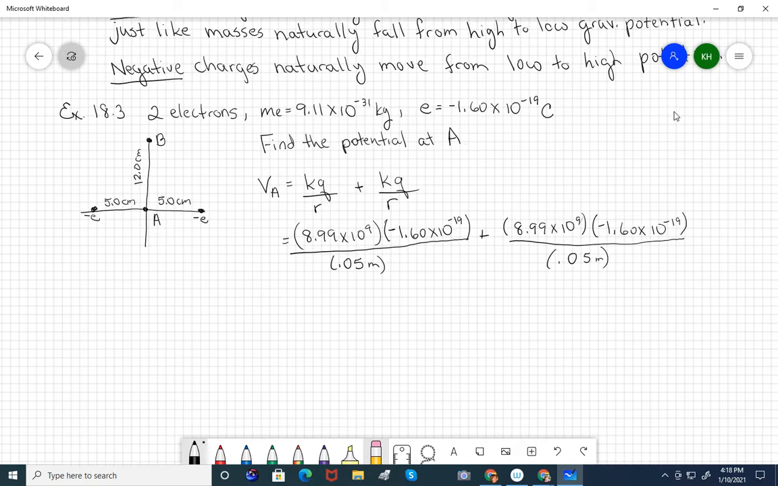Remember, r is just the distance from the charge to the point. So the distance from here to here is 5 centimeters. The distance from here to here is 5 centimeters. Just put that in my calculator, and I get that the voltage there is negative 5.8 times 10 to the negative 8 volts. So there is a negative potential at point A.